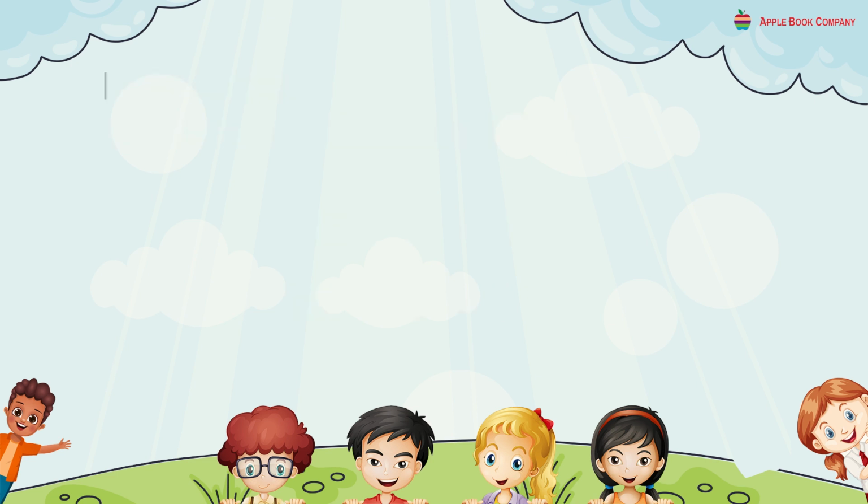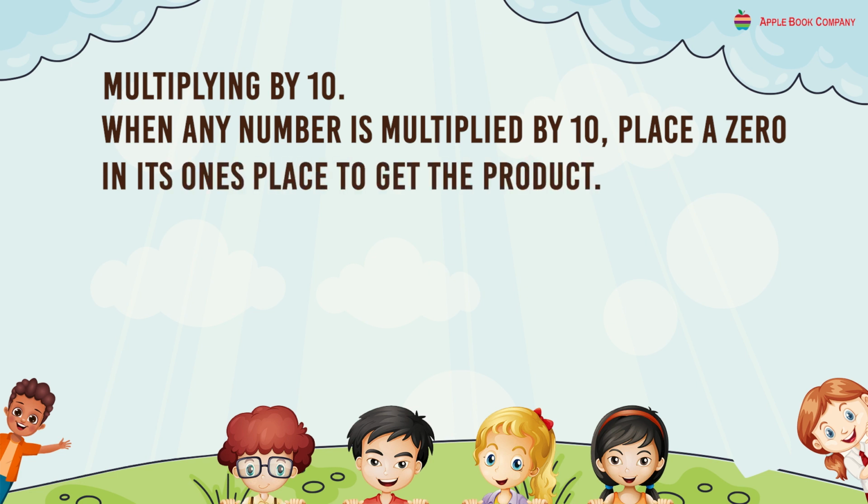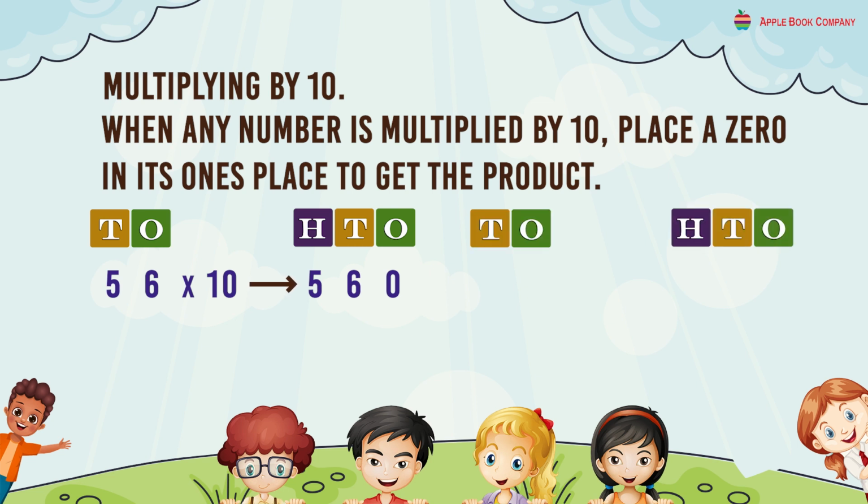Property 5. Multiplying by 10. When any number is multiplied by 10, place a 0 in its ones place to get the product. Let's see one example. 56 multiplied by 10 becomes 56 followed by 0, which is 560. Similarly, 98 multiplied by 10 becomes 98 followed by 0, which becomes 980.